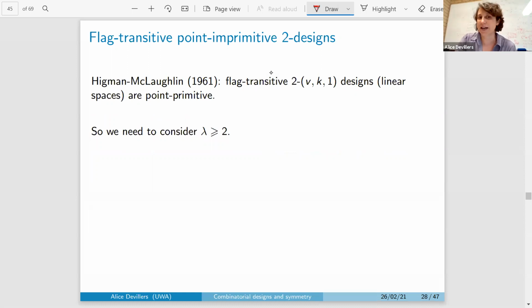It was proved a long time ago by Higman and McLaughlin that if you have a 2-(v,k,1) design, that's also called a linear space, then it must be point primitive. So it can't be point imprimitive. So we need to consider lambda at least 2.